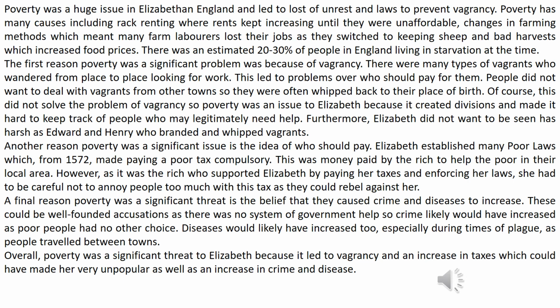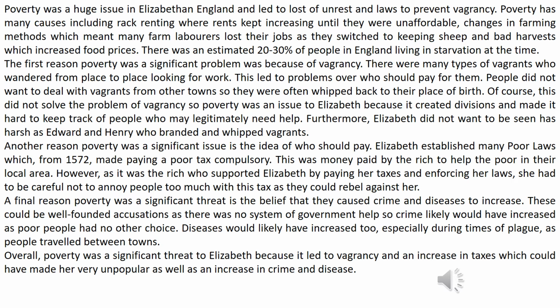Poverty was a huge issue in Elizabethan England and led to lots of unrest and laws to prevent vagrancy. Poverty has many causes, including rack renting, where rents kept increasing until they were unaffordable, changes in farming methods which meant many farm labourers lost their jobs as they switched to keeping sheep, and bad harvests which increased food prices. There was an estimated 20 to 30% of people in England living in starvation at the time.